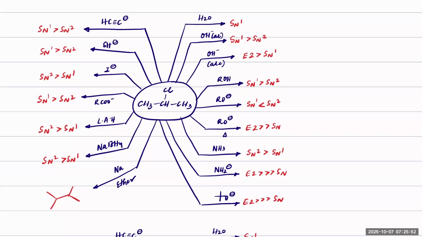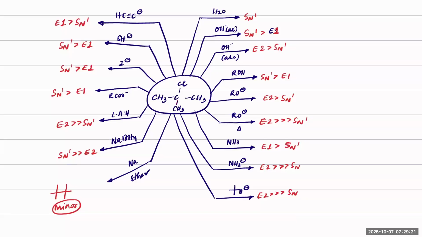So in this case, it is secondary. Being secondary, you need to judge whether it will go for SN1 or SN2 depending upon a strong or weak nucleophile. So weaker nucleophiles go for SN1, stronger nucleophiles will go for SN2. But if the base is very strong or heat is given, definitely it will go for E2. Okay, so analyze them carefully.